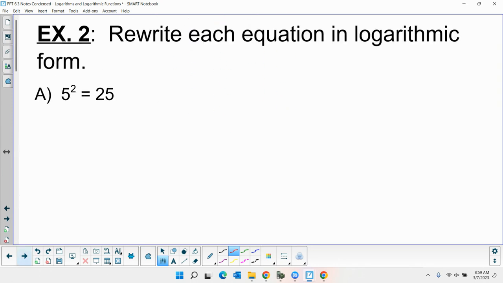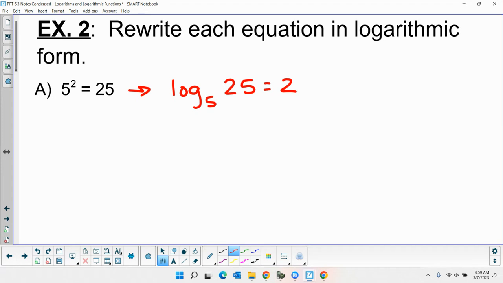How about this one? Going the other way. Preston. Log base 5 of 25. Yes. Equals 2. All right. So this is our base. So that's log base 5 of 25 equals the exponent. Remember, logs equal the exponents.